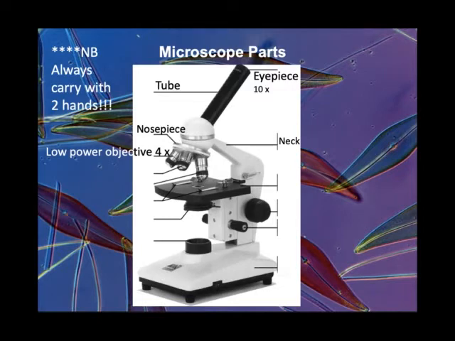But because it's connected to the rest of the microscope, it actually magnifies more than that. The medium power objective magnifies things 10 times, and the high power objective magnifies things 40 times. Now, these magnifications are just for the objectives you see here.